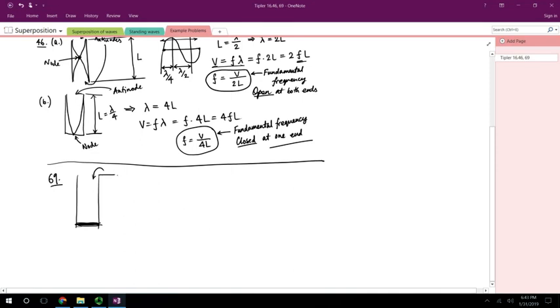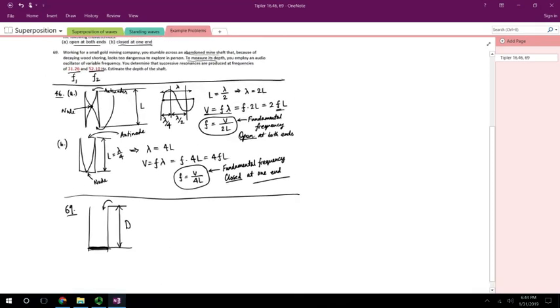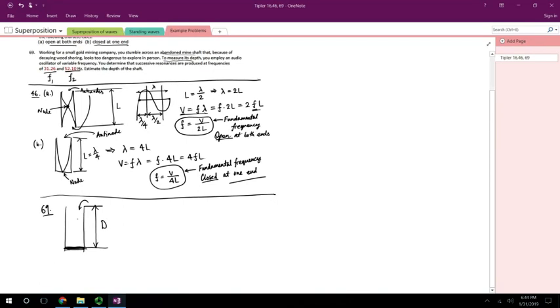So this is an open pipe, and the length of the open pipe is the same as the depth of the mine. And so this problem is all about standing waves in an open pipe, and we are finding the depth of the mine, which is the same as the length of this open pipe here. Okay, so how are we going to measure the depth?